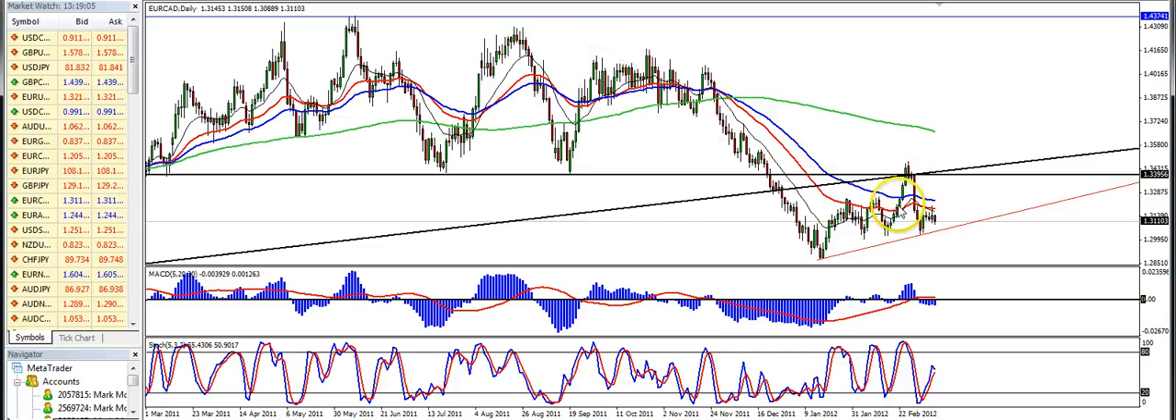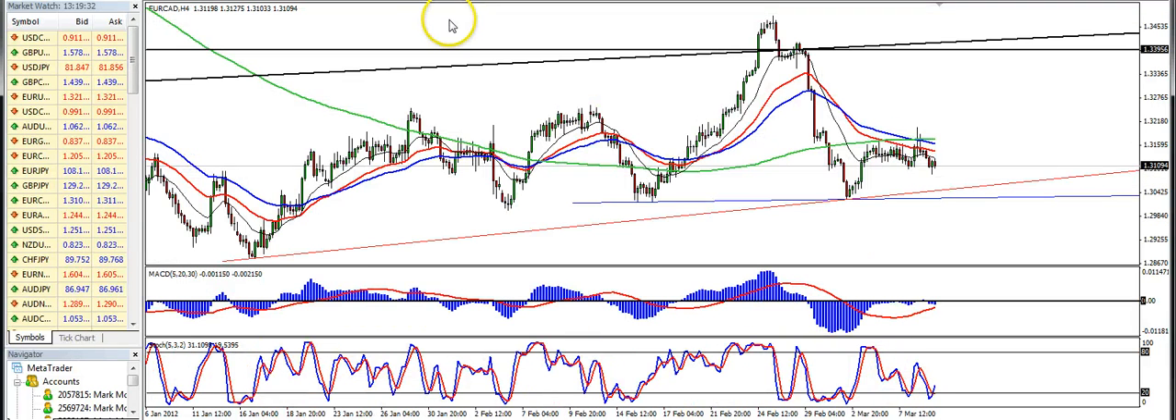We can see that on the daily chart, this is from the high here, this is my proposed wave 1 down and my wave 2 back up. That's really all there is to look at on the daily. I want to just zoom in and take a closer look on the 4-hour chart now.